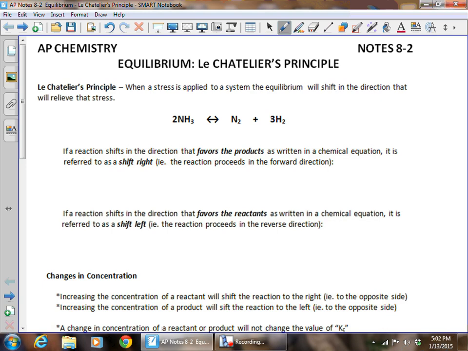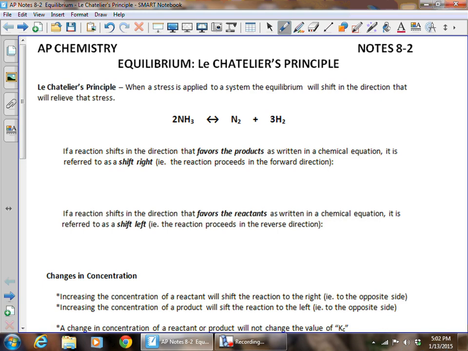If it's at equilibrium, remember, both of those rates are the same. They're occurring at the same rate. So once you reach that equilibrium, you don't have any overall change in the amounts of each of those substances.